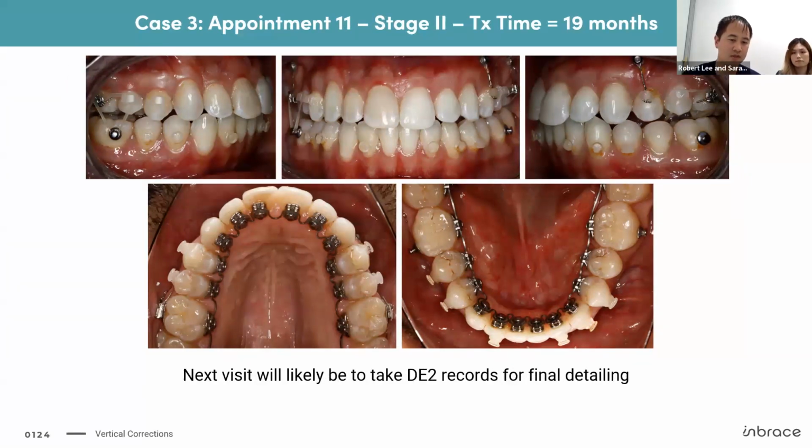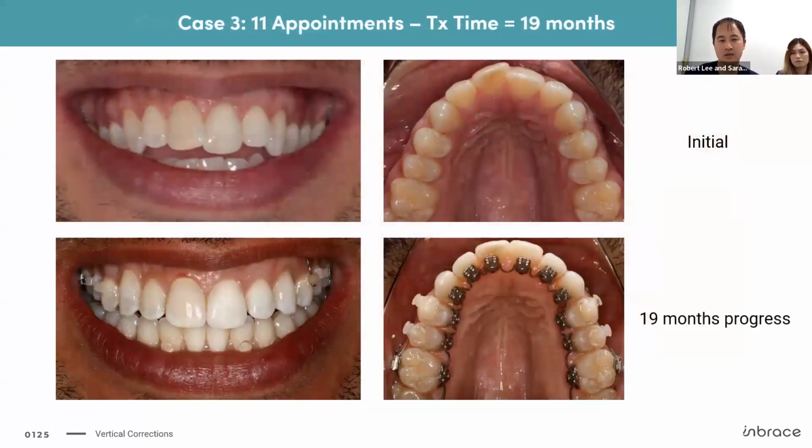So the next visit most likely we will take records for the second digital enhancement, and that will be for final detailing. And so here you can see the progress so far with this case. 11 appointments, about 19 months, but you can see he has a really nice smile arc now, and he's had some good posterior intrusion.